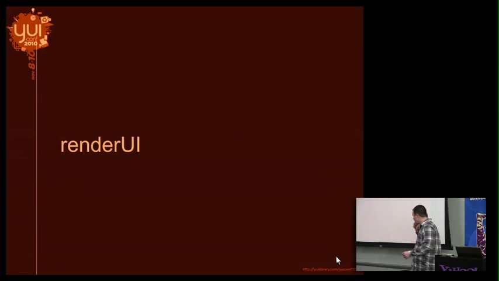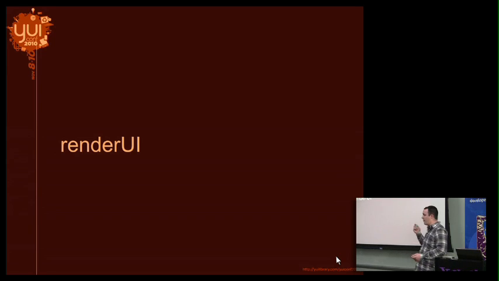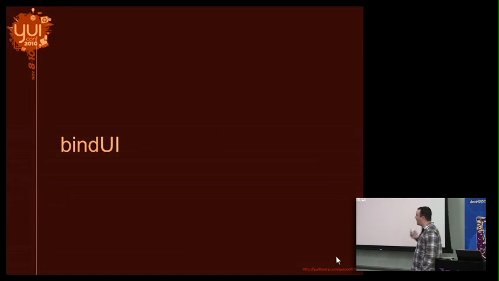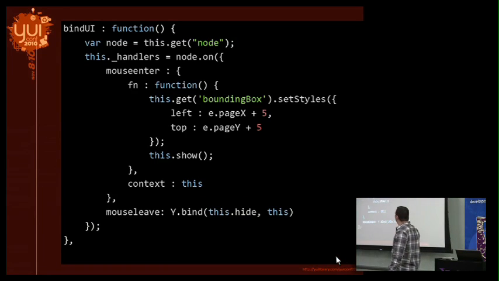So Anthony again talked about this. Render UI, draw some UI. For us, we don't actually care. The base widget rendering of an outside bounding box and an inside content box is plenty for us. We just need those two divs. Bind UI, where you bind to the UI. This is where all of your event handler stuff should go inside of a widget. So we're going to do a little bit of work here.